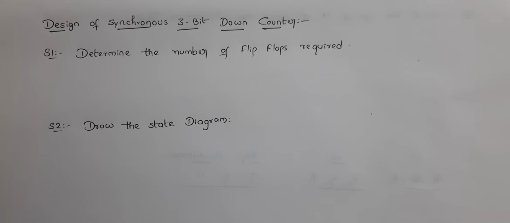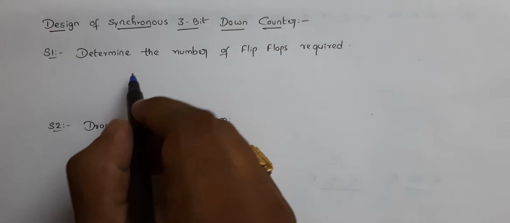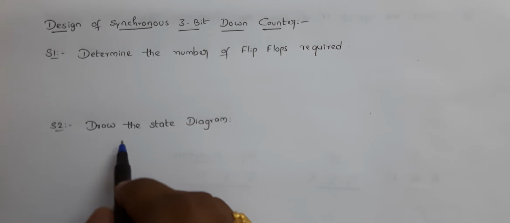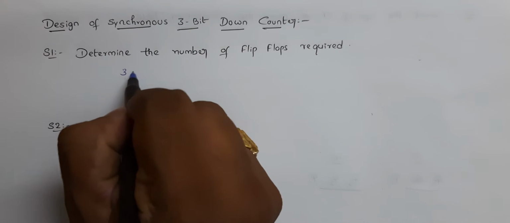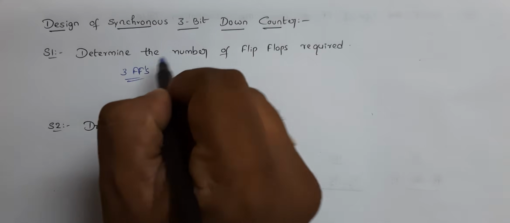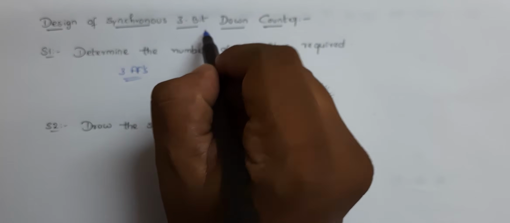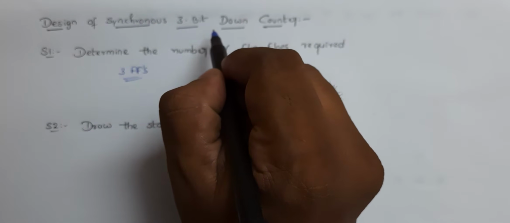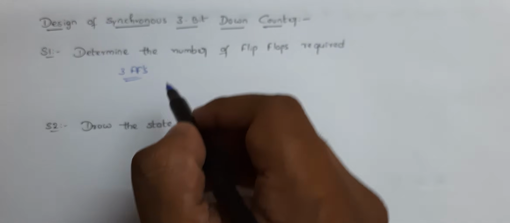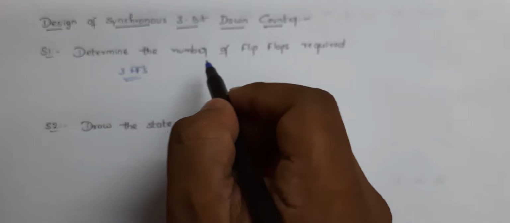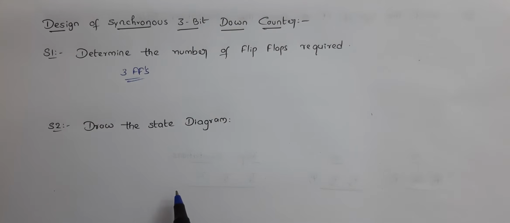Among those steps, the first step is to determine the number of flip-flops required. To design a 3-bit down counter, this synchronous 3-bit down counter requires 3 flip-flops. Why? Because it is already mentioned here: it is a 3-bit down counter. So to design this 3-bit synchronous down counter, we require 3 flip-flops.